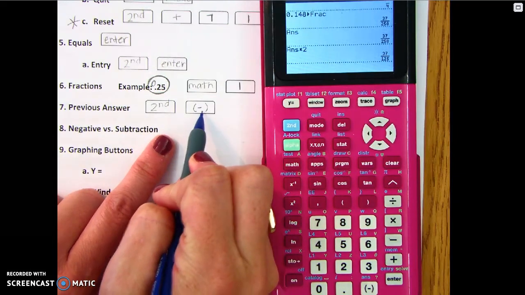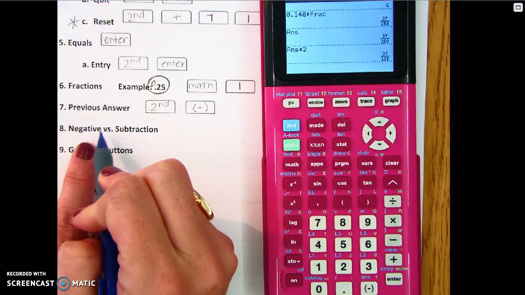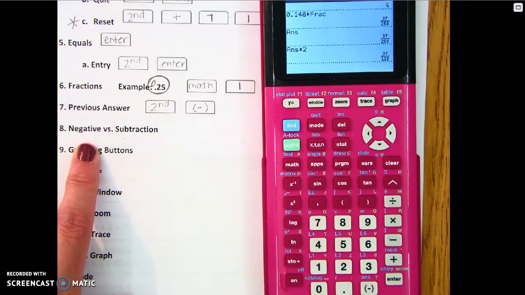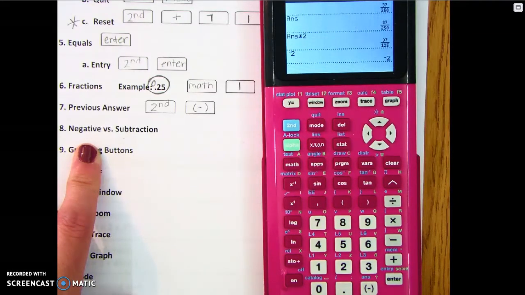Speaking of the negative button, make sure you know the difference between the negative and the subtraction. The negative button is right here in the parentheses. The subtraction button is right here above the plus sign. They're not the same thing. So if you want to type in -2, you have to use the negative button.